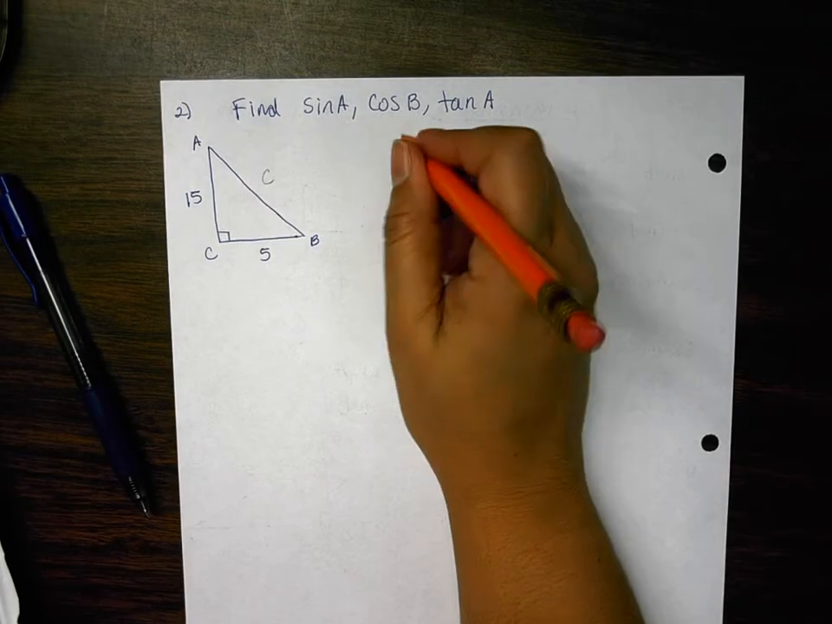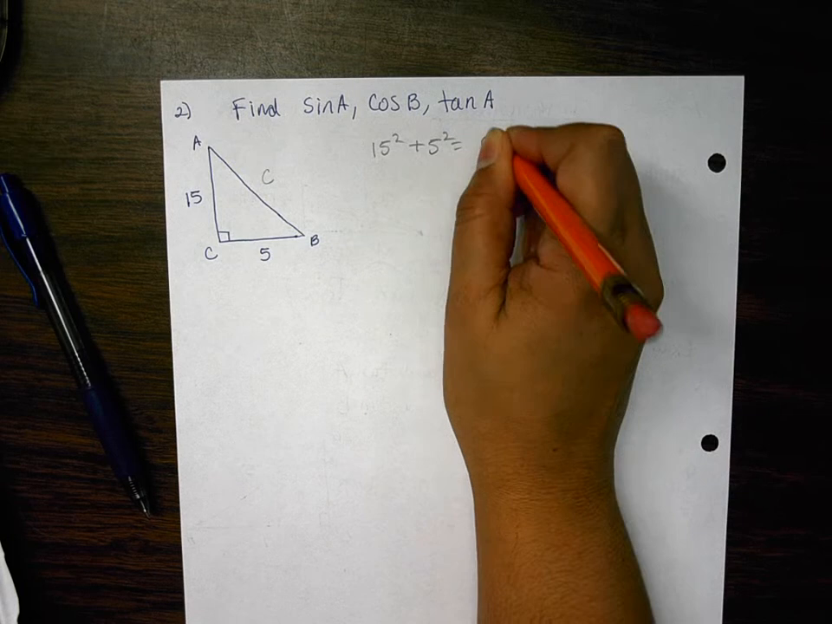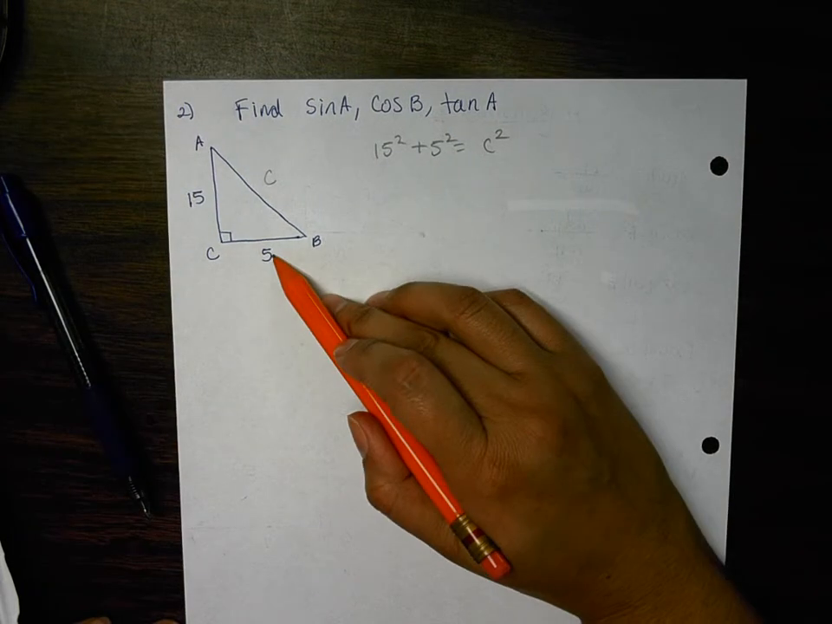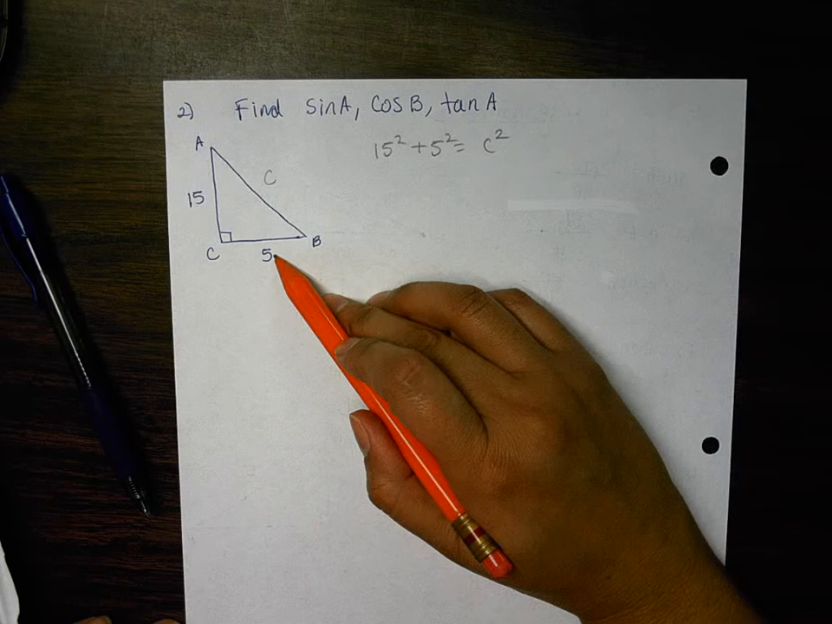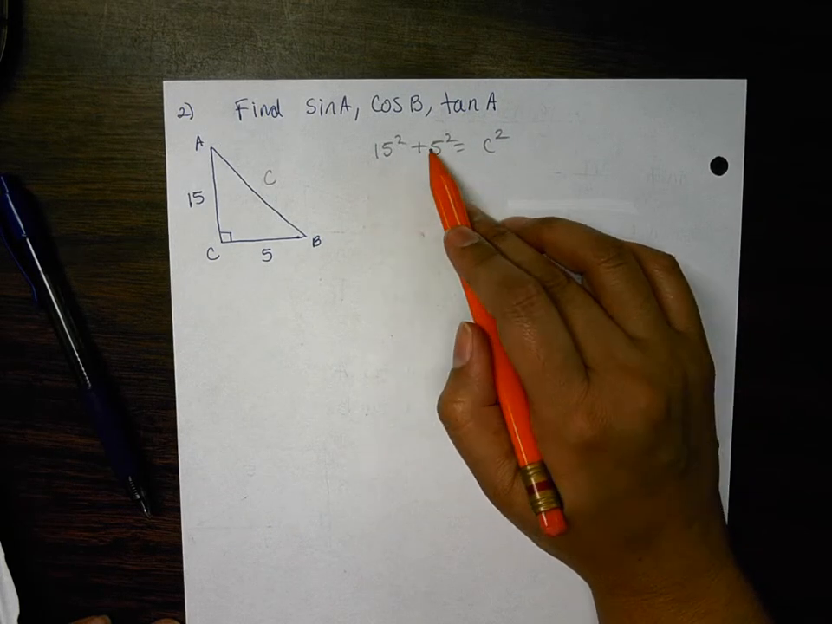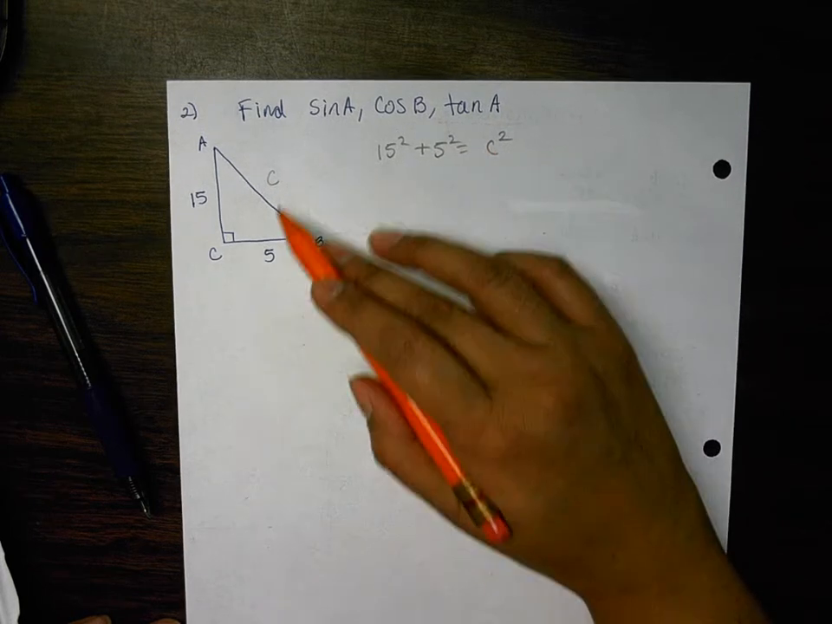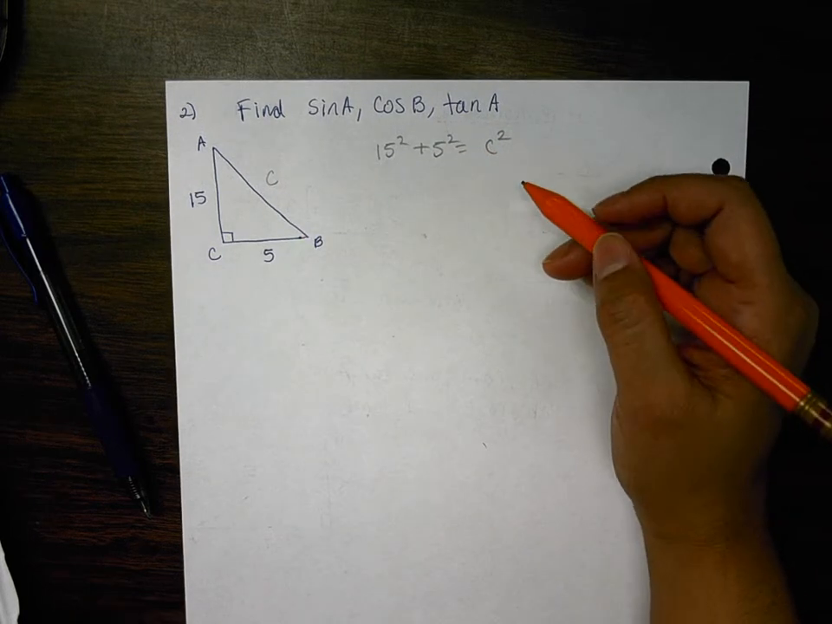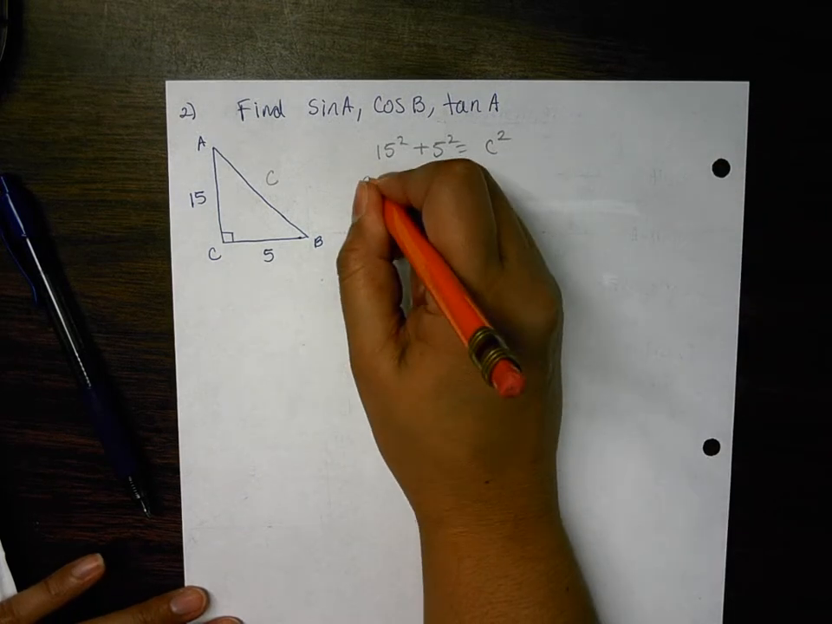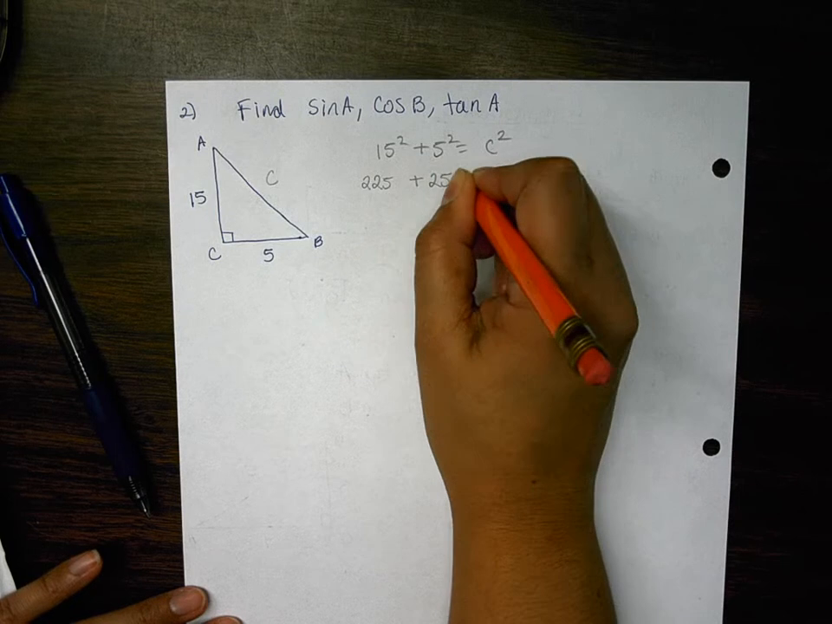So 15 squared plus 5 squared equals C squared. Did I set that up properly? If it was one of the legs missing, then you would have something like 15 squared plus B squared equals a number squared. It all depends on what is missing. In this case, it is the hypotenuse. All right, what's 15 squared? 225, good job, plus 25 equals C squared.